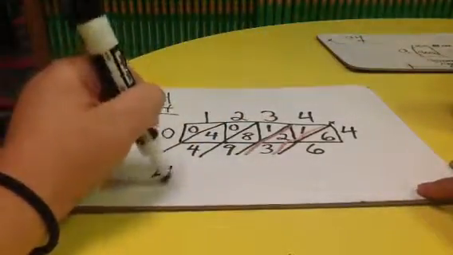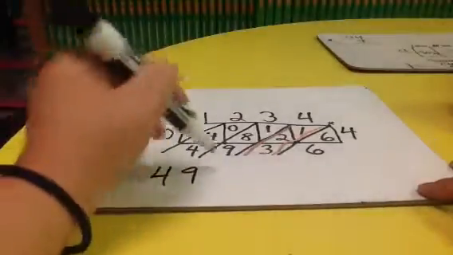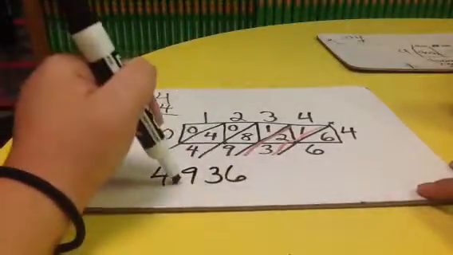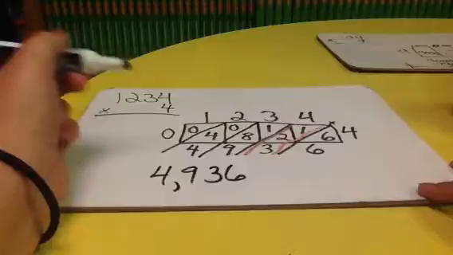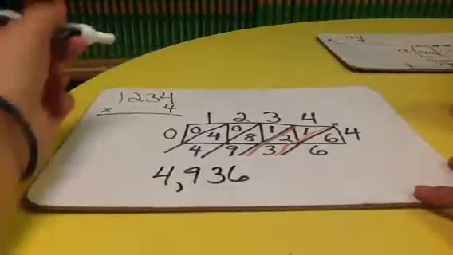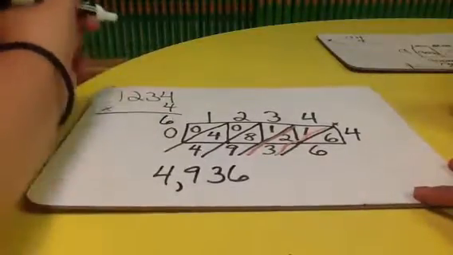So my product, we do need to rewrite it. We can't just leave it in the lattice. It is 4,936. I'll check myself really quickly using the standard algorithm.